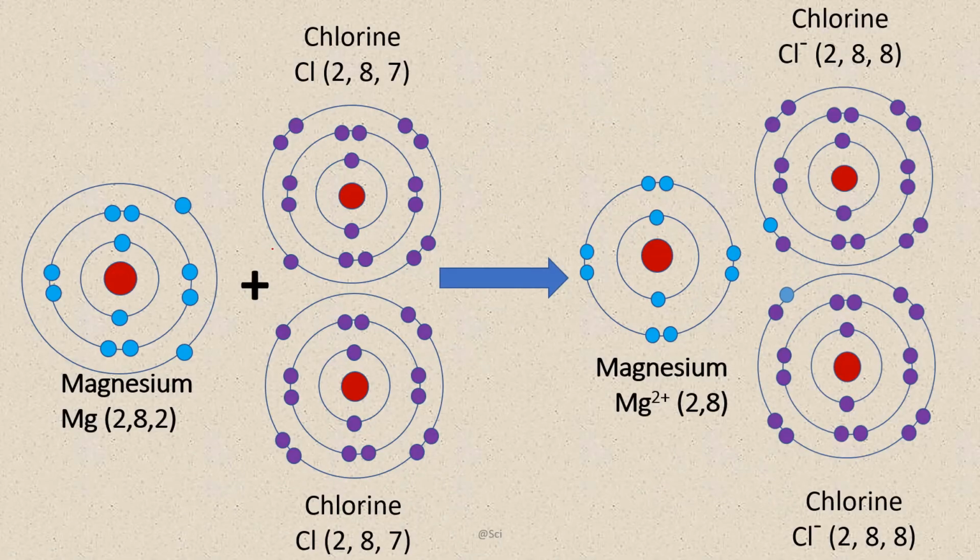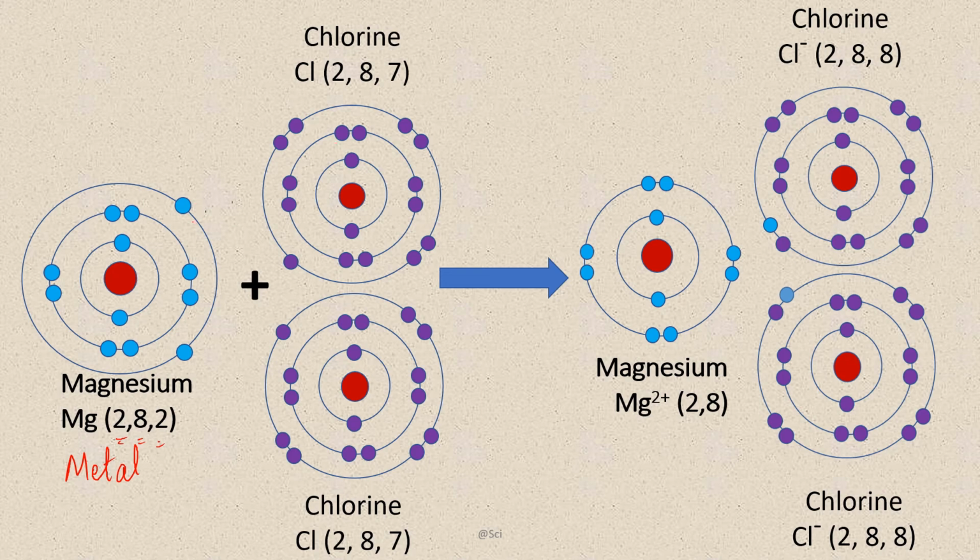Similarly here with magnesium chloride, magnesium is a metal. The electronic configuration is 2, 8 and 2. Chlorine is a non-metal. Magnesium has 2 electrons in the outermost orbit, so it is unstable because the octet is not complete. For completion of the octet it will require 6 electrons. Accepting 6 electrons is out of the question, but donating 2 electrons is an easy task.